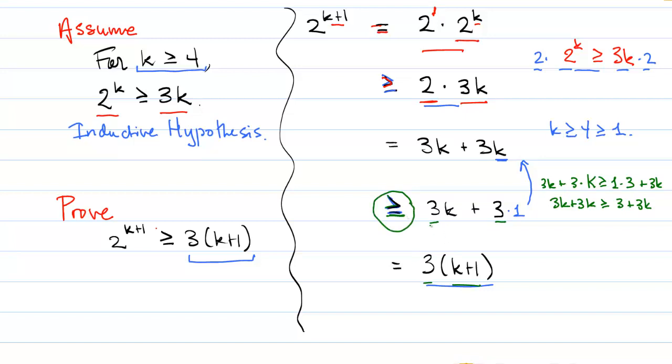In the final step, we pull out a factor of 3 from both terms, resulting in 3 times k plus 1. And this is exactly the expression on the right-hand side of the inequality that we wanted to prove.